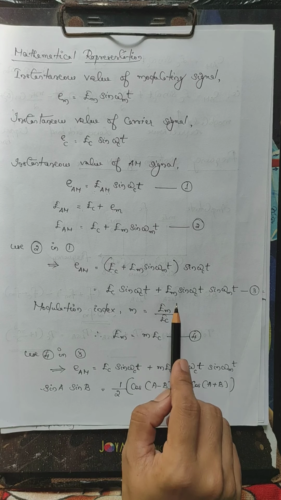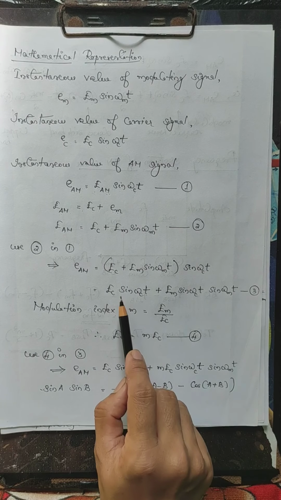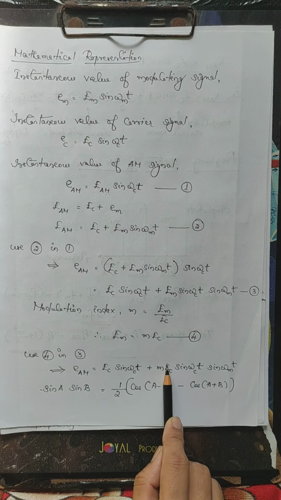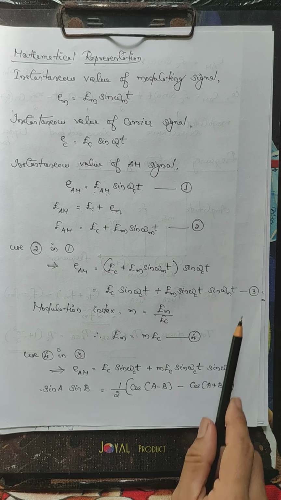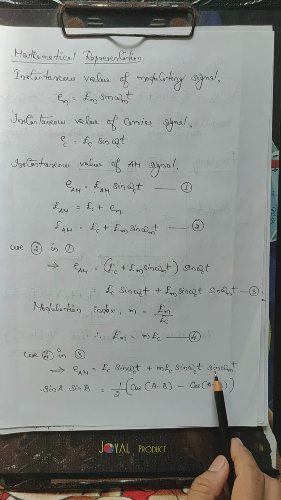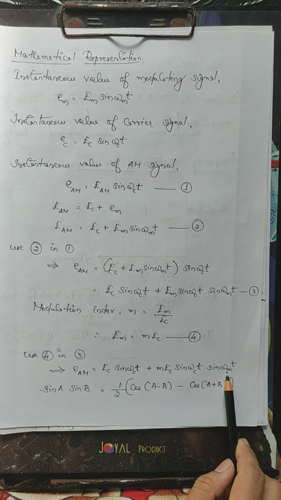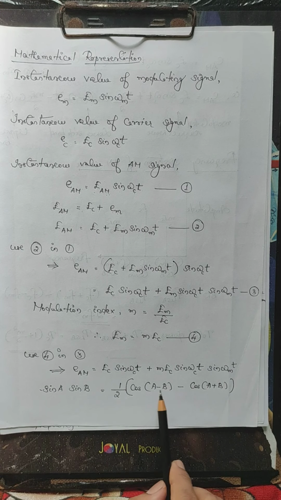Now substitute for EM as M into EC in equation number 3. So equation number 3 becomes EC sin omega ct plus, instead of EM, substitute MEC, so MEC into sin omega ct into sin omega mt. So see this term, sin omega ct into sin omega mt, similar to sin A sin B. So what is the equation for sin A sin B? We have already studied this in our plus 2 classes.